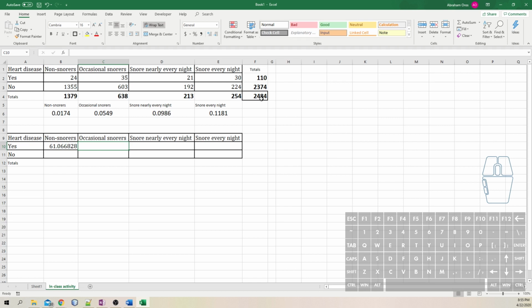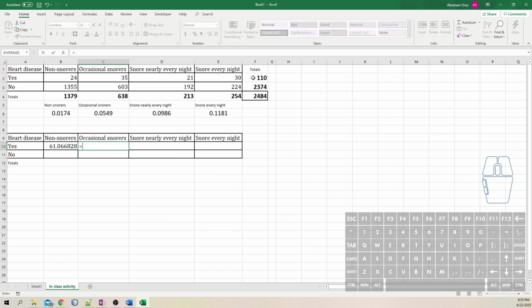We get 61.06. Now, if you're looking at your workbook, you'll see the number 66. Well, some of you will. It depends on what version you have. That number is wrong if it's 66. 61.066 blah, blah, blah is correct. So we just keep doing that for every one of these cells.